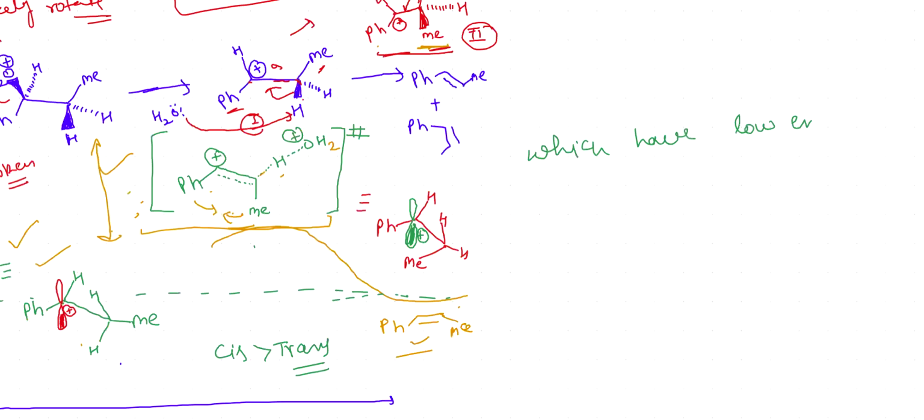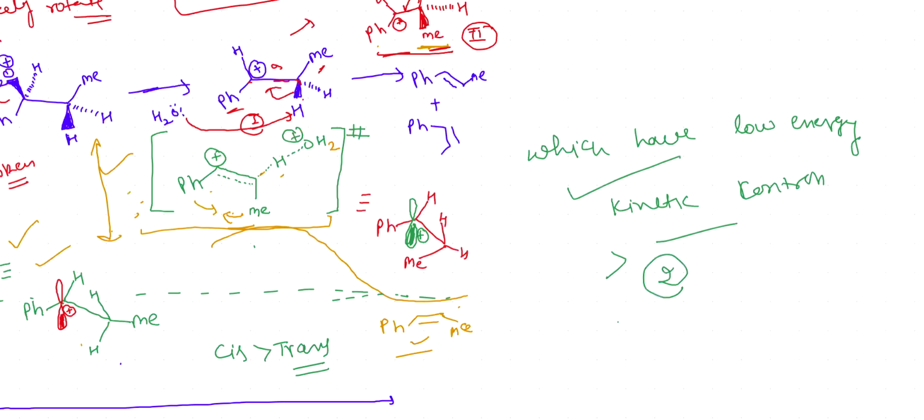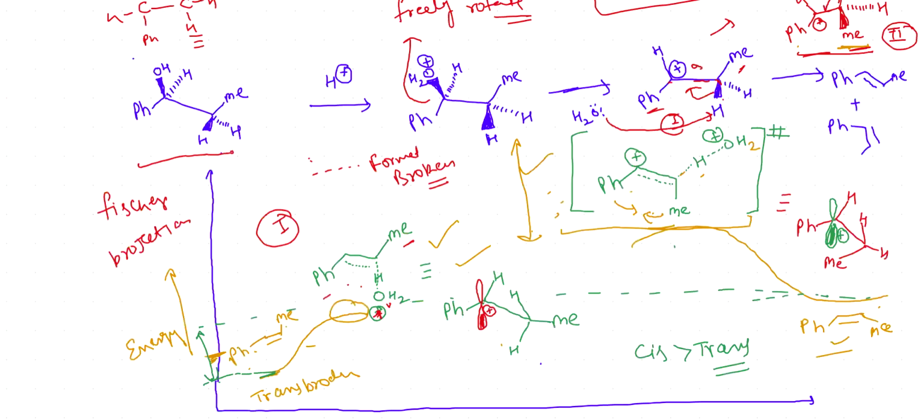So that's why I use the term kinetic control. The intermediates which have low energy will be favored more. Clear? The second is the products which are more stable. More stable means thermodynamically stable. Thermodynamically more stable means, when the product is formed, one is trans, another is cis. In trans, the groups are in opposite directions, so it has low energy. So it is thermodynamically stable. This is thermodynamically less stable.